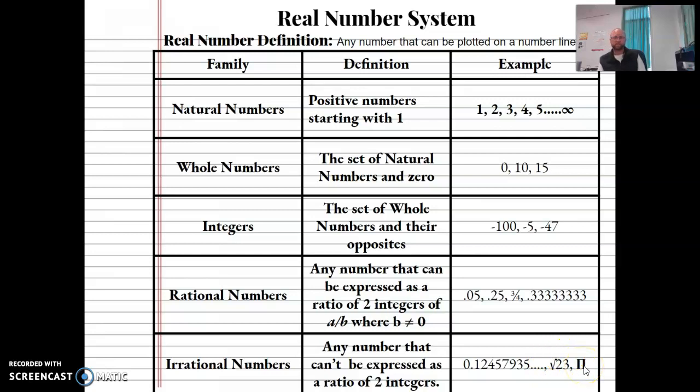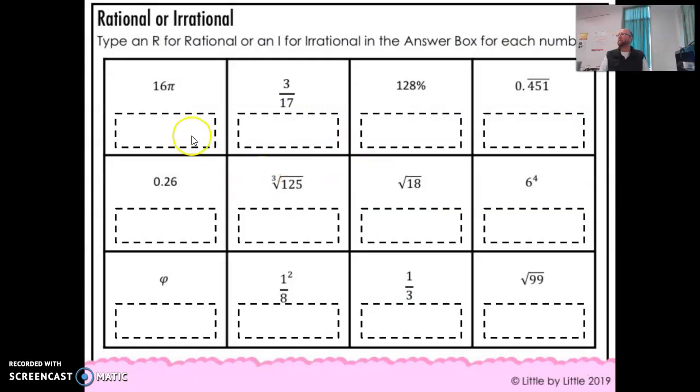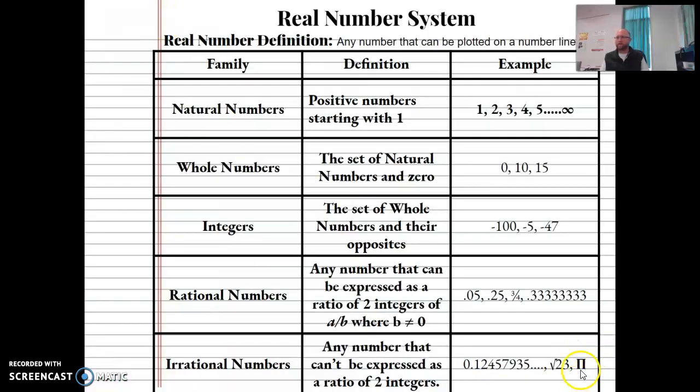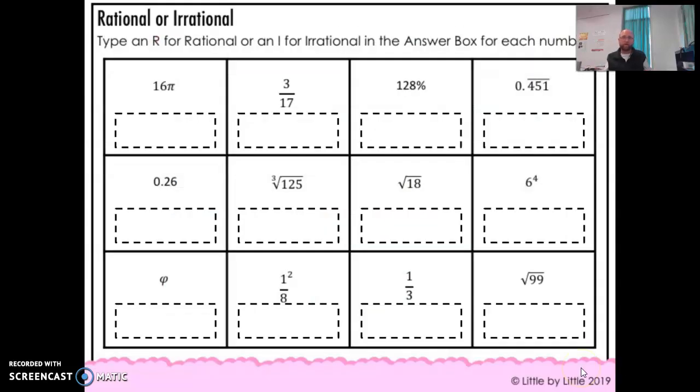So let's take a look at some examples, okay? For this section, you're going to go through and type out whether each number is rational or irrational. I'll look at a couple examples to help out here. Let's take a look at this first one, 16 times pi. If we remember from the previous slide, pi is considered an irrational number. It's a non-terminating, non-repeating decimal. So if I take 16 and multiply it by pi, a number that doesn't terminate or repeat, no matter what the value of that is, it's going to be an irrational number.